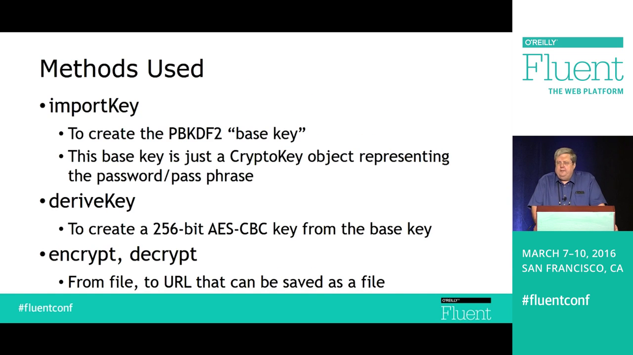We're going to use 4 methods. The first thing we need to do, well, what we want to do is use derive key, but we can't do derive key until we have our password converted into a base key. So we're going to use import key to convert our password into the base key so that we can then use derive key to actually convert that password into an AES CBC key. Once we've done that, we're going to use encrypt and decrypt.